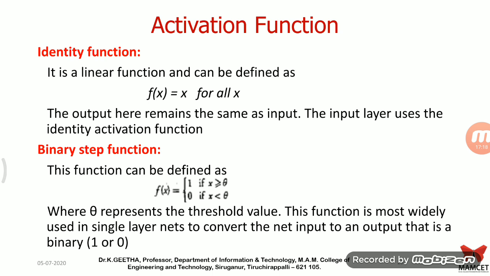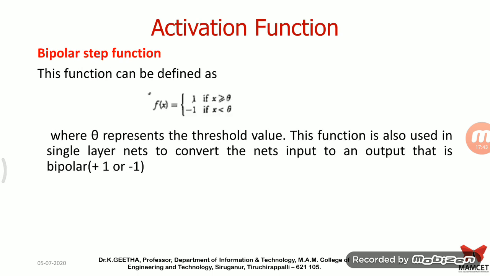Next one is the binary step function. This function can be defined as f(x) = 1 if x is greater than or equal to the threshold value theta, and 0 if x is less than theta, where theta represents the threshold value. This function is most widely used in single layer nets to convert the net input to an output that is binary, 1 or 0.